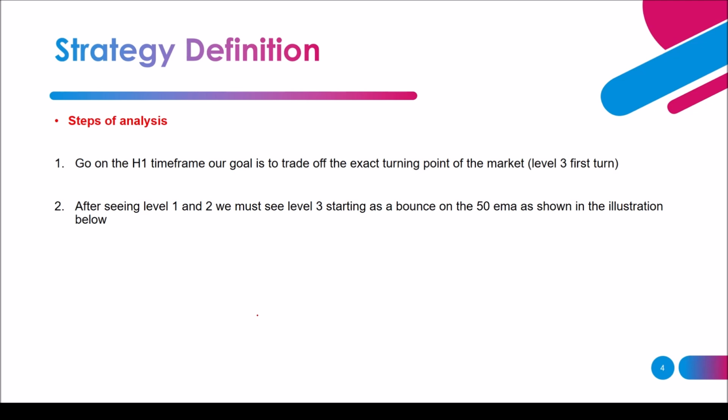So here's the strategy definition. These are the steps that you are going to be following to execute it properly. The first thing is to go on the H1 time frame. Our goal is to trade off the exact turning point of the market, that is at level 3 first 10. By that we are saying the market usually issues 3 levels of drop or rise before it makes a turn. So our goal is to get in at this first 10 because in most cases we would see the market does not come back to this point.